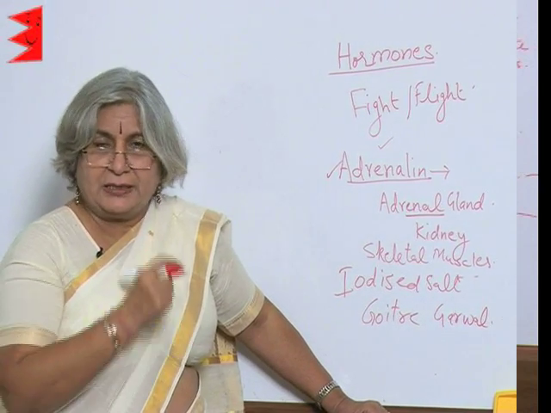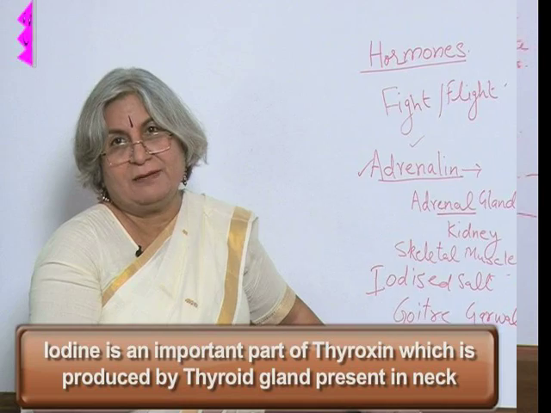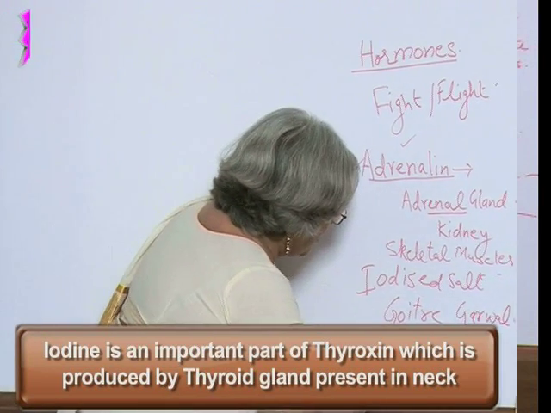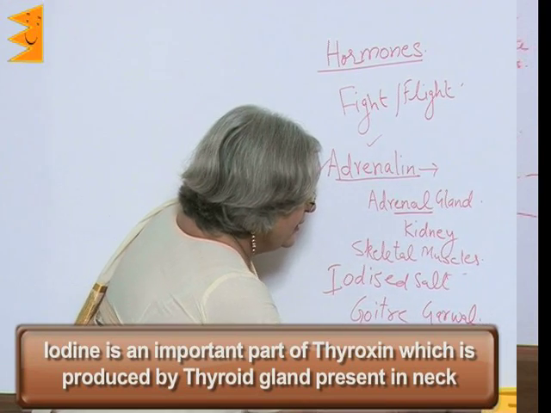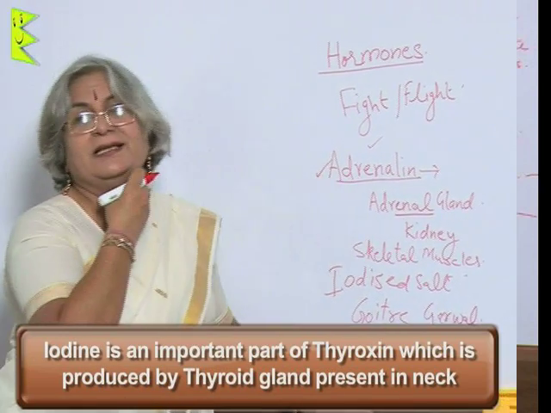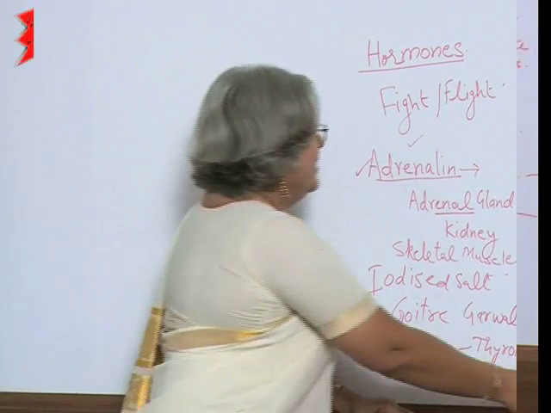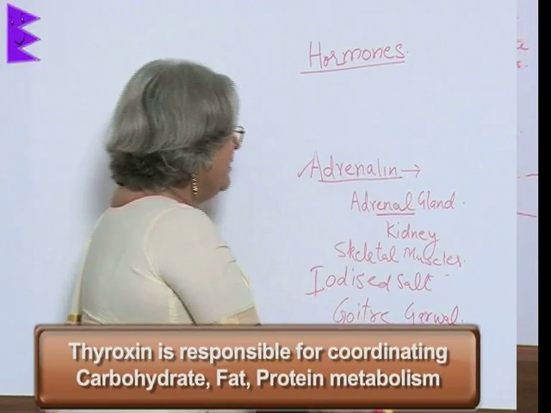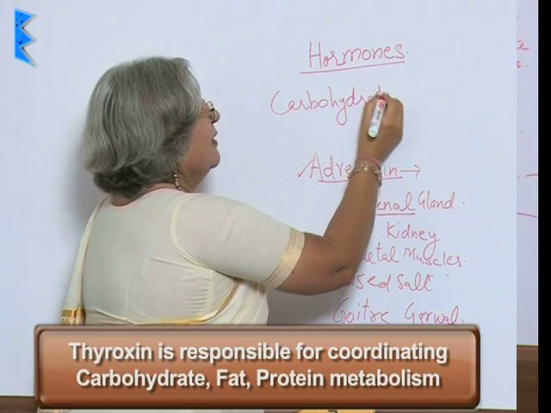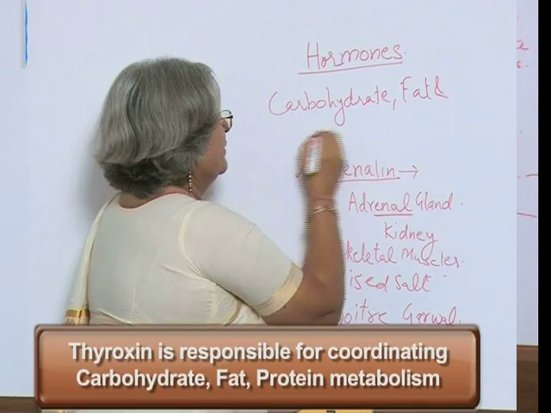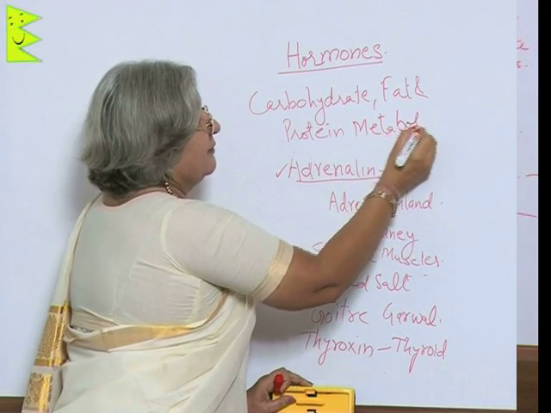So what is in iodine which is connected with growth? Actually, iodine is a very important part of a hormone called thyroxine. Thyroxine is produced by the thyroid gland, which is present in the neck region. This thyroxine has iodine, and thyroxine is responsible for coordinating carbohydrate, fat and protein metabolism. So it is very important.